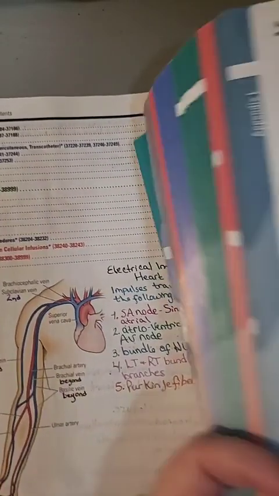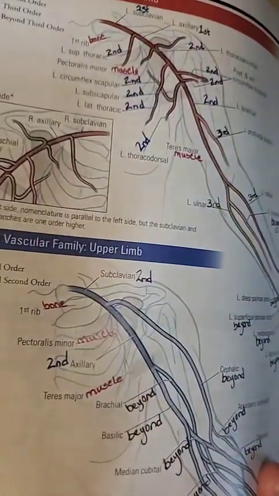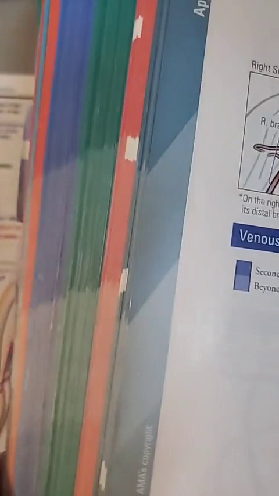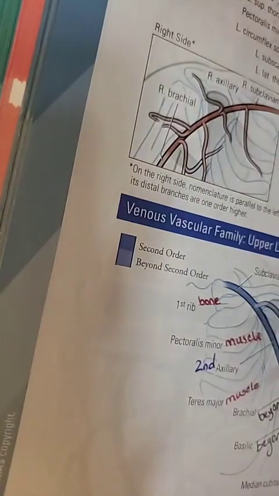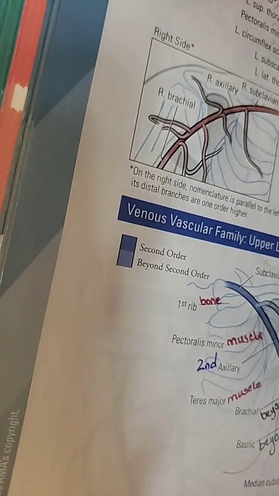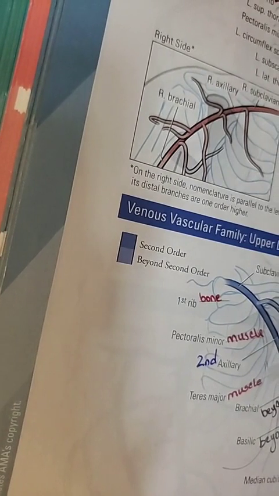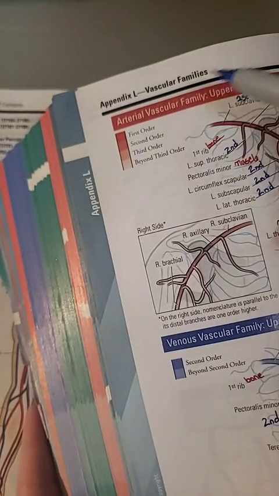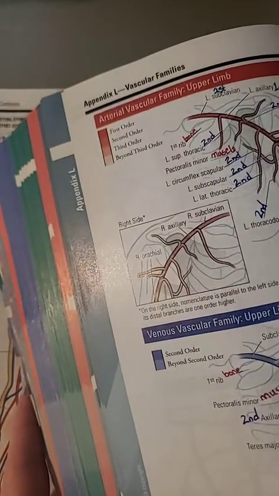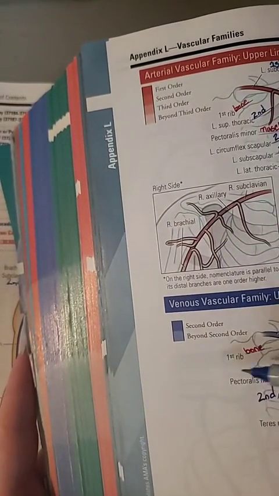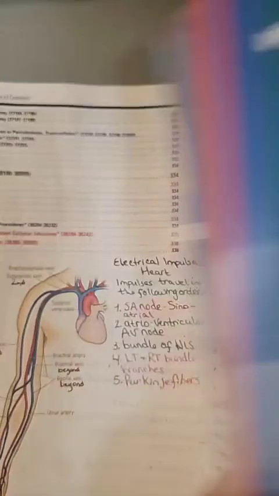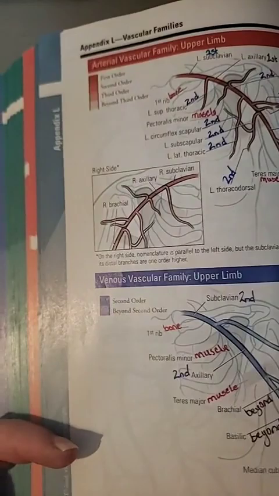Okay, radial artery. Is axillary on here? No. Just the ulnar artery and the radial. But if they're left and right, they make a difference, because sometimes the artery is listed, but our arterial vasculars go first order, second order, third order, and then beyond. But our venous vascular family is just first and second, and then beyond. Radial and ulnar are both part of the thirds. What color do I have that in? I don't know.